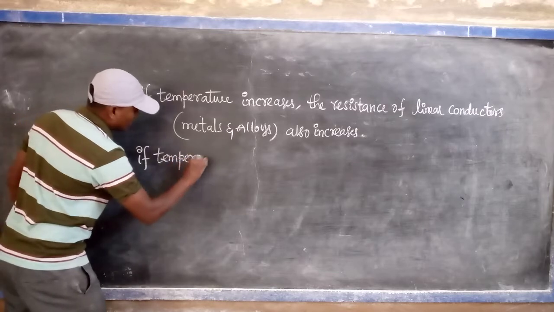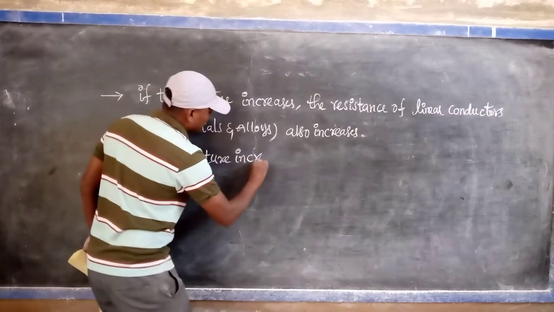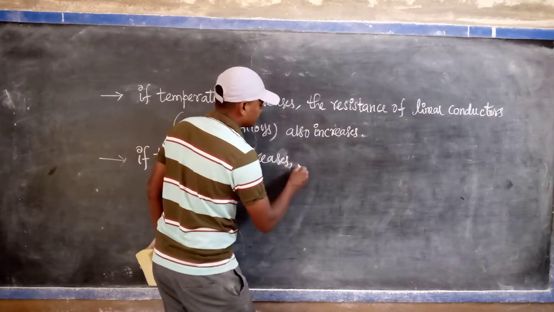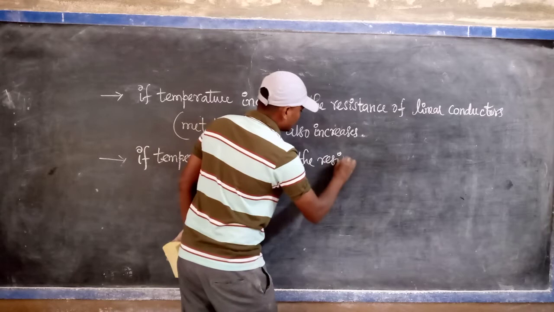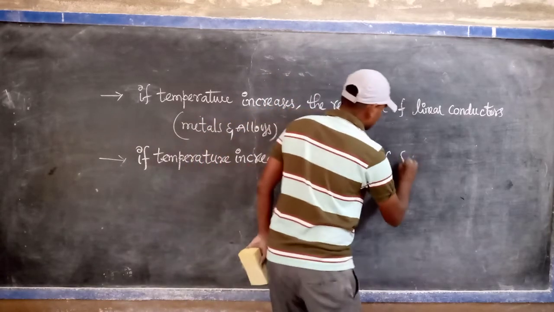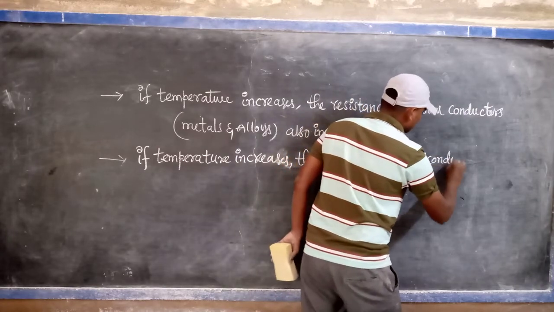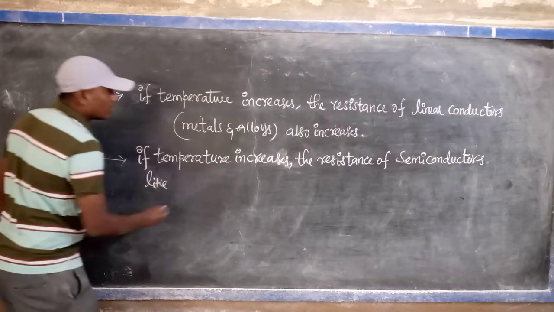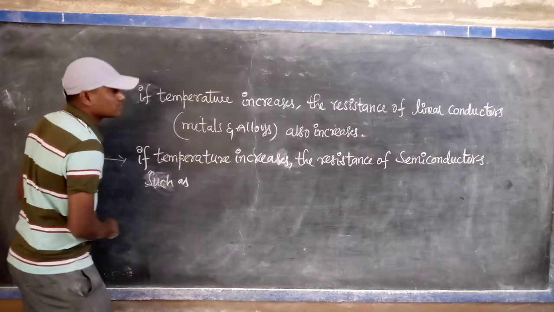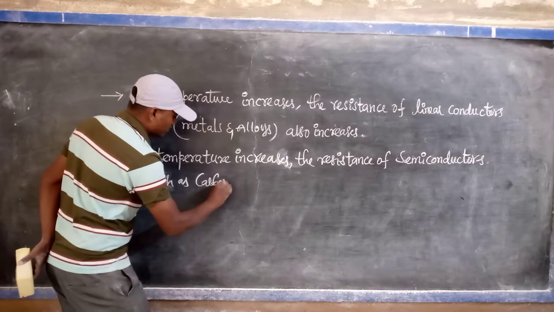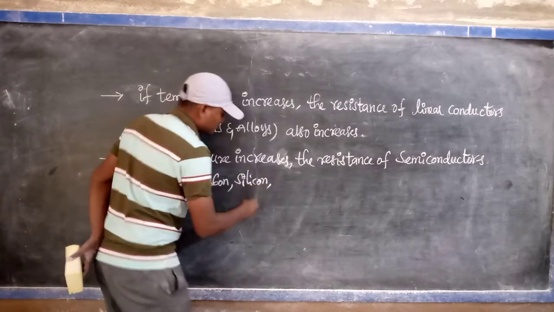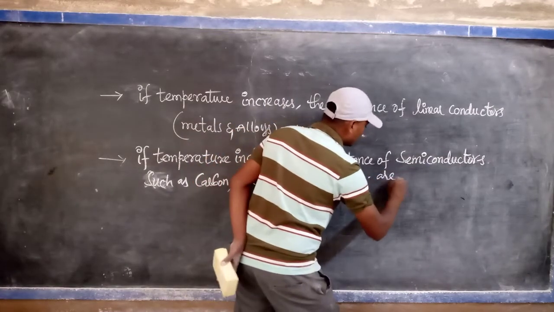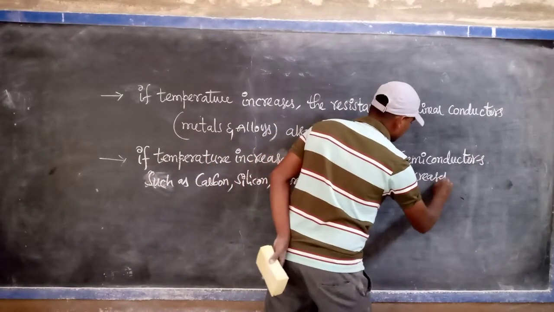If temperature increases, the resistance of semiconductors such as carbon, silicon, germanium, etc. decreases. Isn't it?